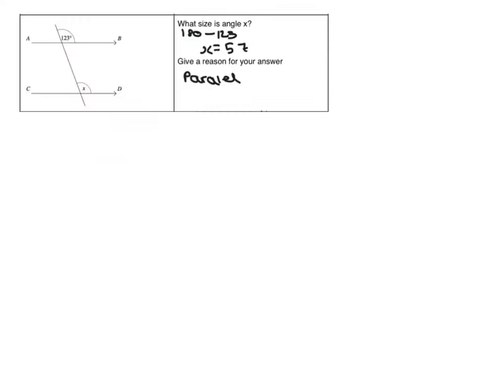Now with this question, we've got one of those shapes, so let's see if I can do that as a highlighter. Oh, that's a bit big. Let me make that a little bit smaller. There we go. So what we've got is that shape there, which is like an F shape. So that angle and that angle are equal. So we're going to have x equals 123 degrees. And the reason is the angles are corresponding.